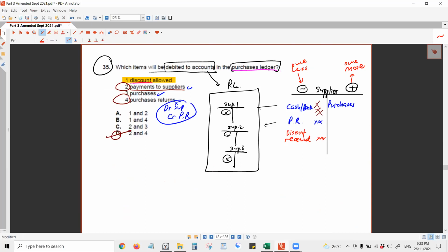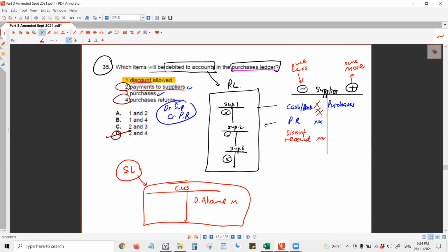Discount allowed should appear in a customer's account, credit side. It appears here, making customer owing less to us. And customer's account appears in the sales ledger section. I know it's complex, okay? But that's how you solve the question for 35. So answer is D. But at least you attempted, you know how tricky it is. If you have question, you let me know. So answer is D, because payment to supplier and purchases returns will make us owe less to the supplier.